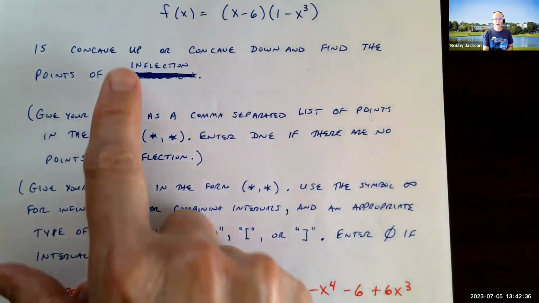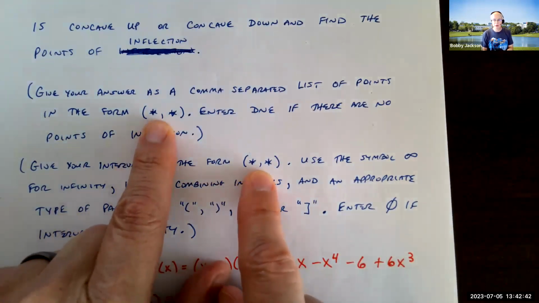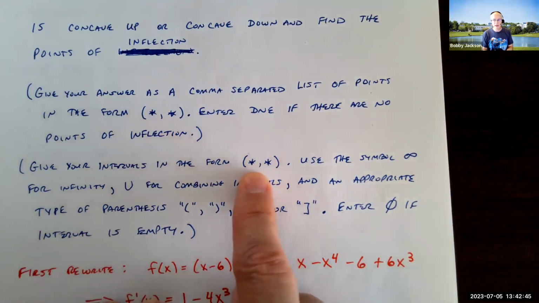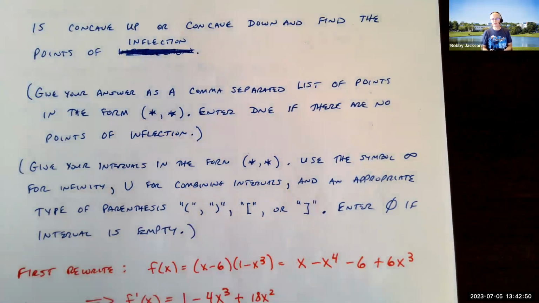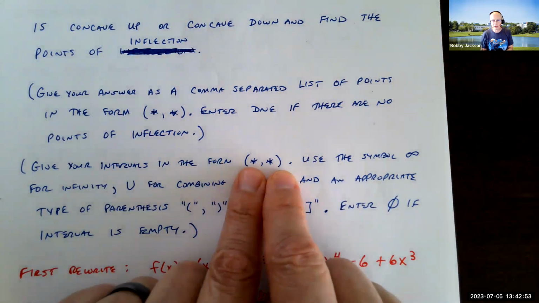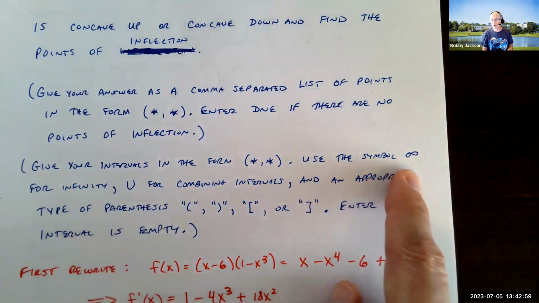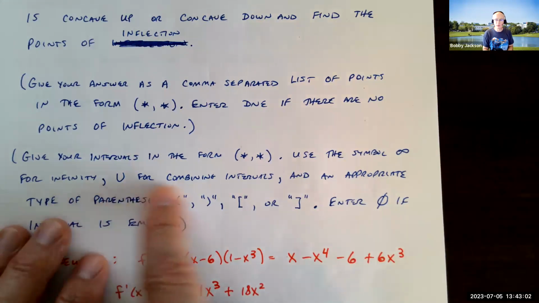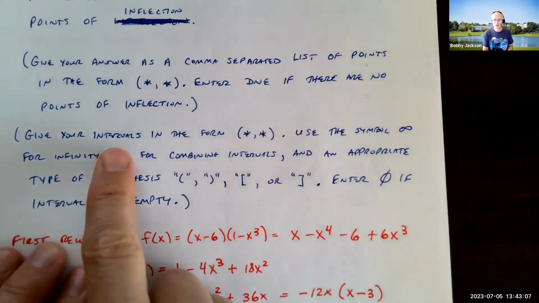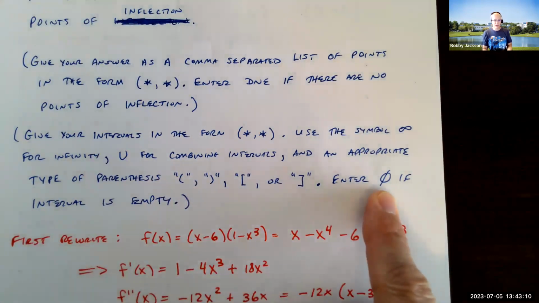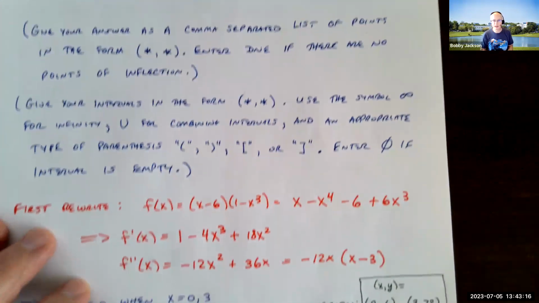And then for intervals where we're concave up or concave down, you're going to use interval notation. This almost looks like the same thing, but notice this is an interval down here, not a point, so it is important to choose the correct type of parentheses. Typically for intervals of concave up and concave down, you're always using parentheses, not brackets. Use the symbol infinity or minus infinity, and the union symbol for combining intervals. If there are no intervals where the function is concave up or concave down, you use this symbol right here, the empty set symbol, which is down in the math palette when you're entering expressions.